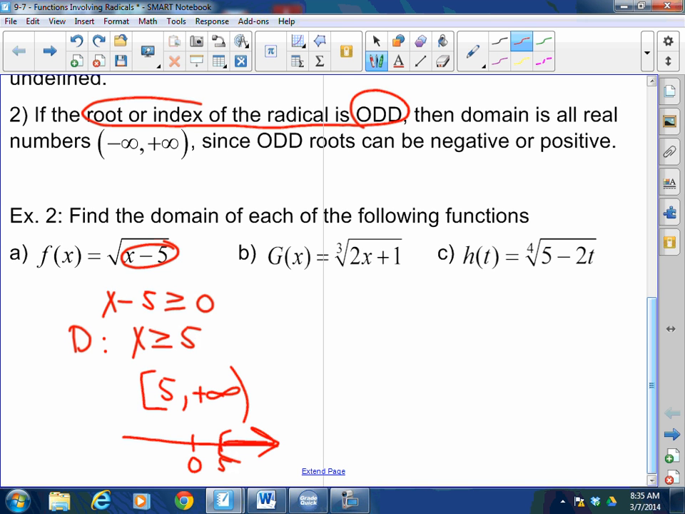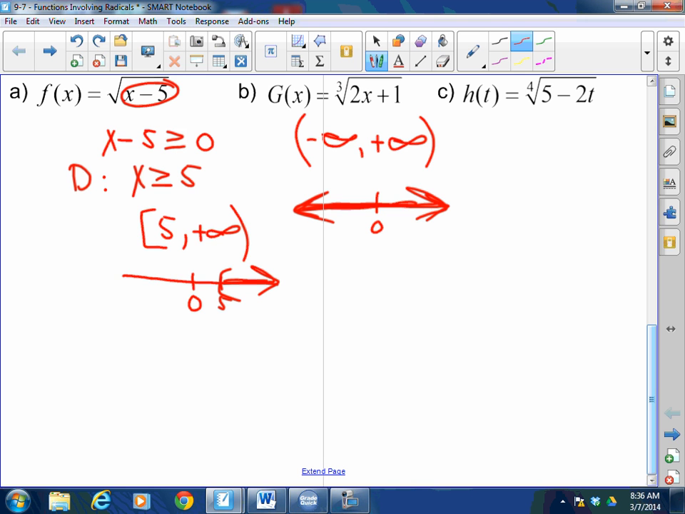I have a cube root of 2x plus 1. Right, exactly. You don't set it to anything. It's just all real numbers. So negative infinity to positive infinity. The graph, you can just put a 0, and it's everything, because it's all real numbers. And if you wanted it in inequality format, it would be x is less than or equal to 0 and greater than or equal to 0. And boom, you're done.